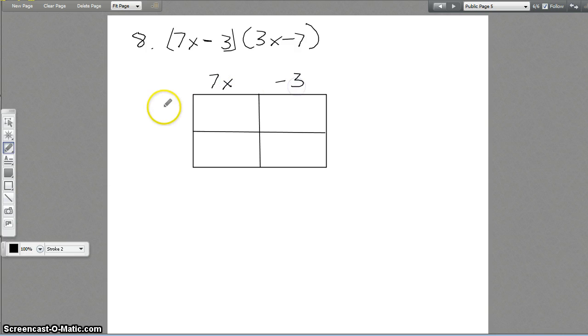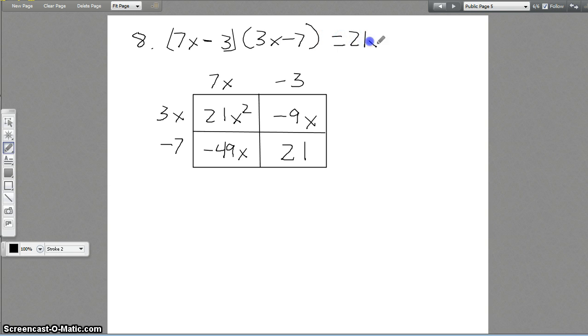7x minus 3, 3x minus 7. Top left box, 3x times 7x is 21x squared. Top right, negative 3 times 3x is negative 9x. Bottom left, negative 7 times 7x is negative 49x. Bottom right, negative 7 times negative 3 is a positive 21. So the answer to our problem is 21x squared. We have negative 9x and negative 49x. That is negative 58x. And then we still have a positive 21 left.